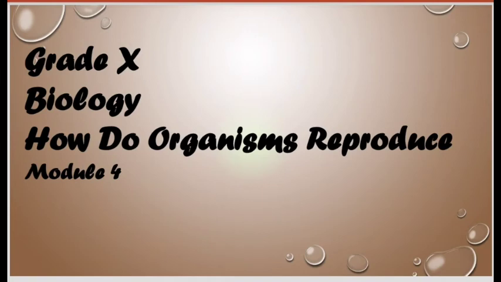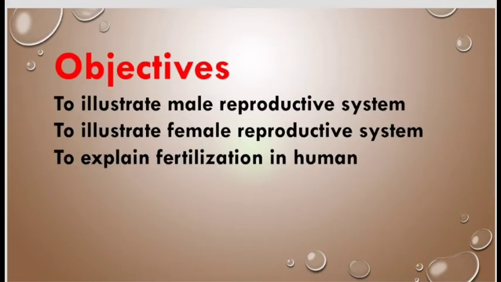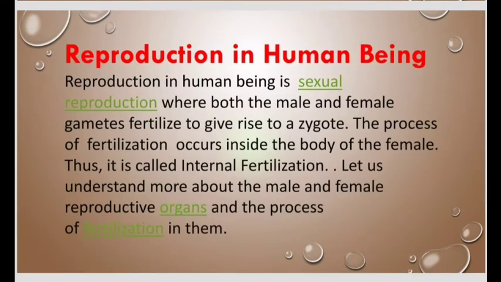Grade 10 Biology. How do organisms reproduce? Module 4. Objectives: to illustrate the male reproductive system, to illustrate the female reproductive system, and to explain fertilization in humans.